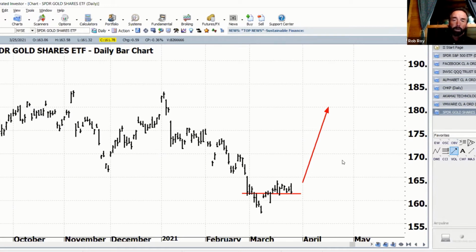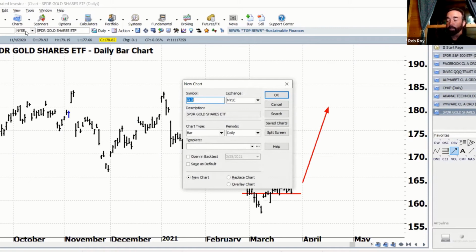But it doesn't seem like institutional money has abandoned gold for something else, is my point. And at some point, it's going to come moving back into it, which at that point could yield a very nice move to the upside.